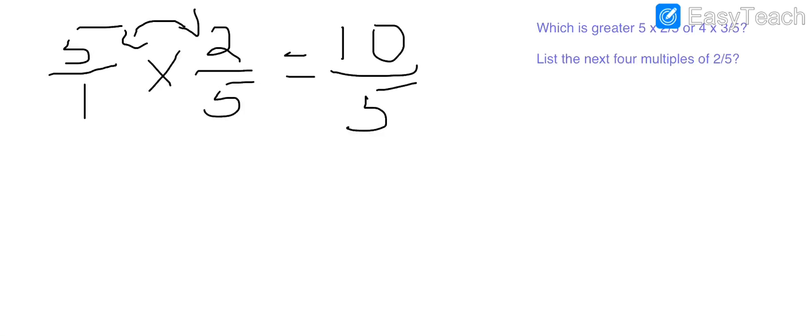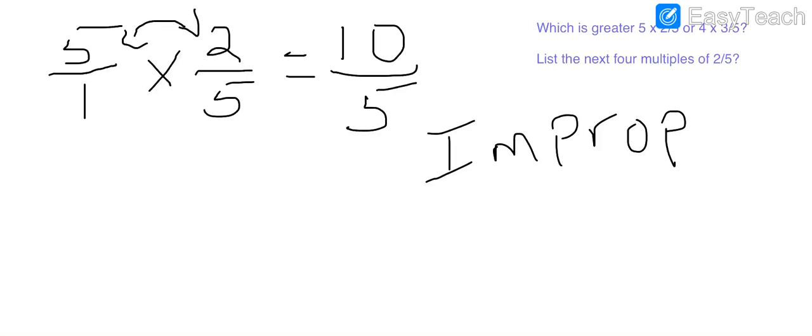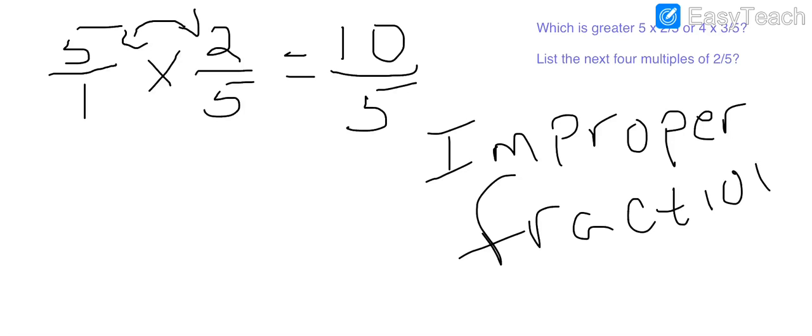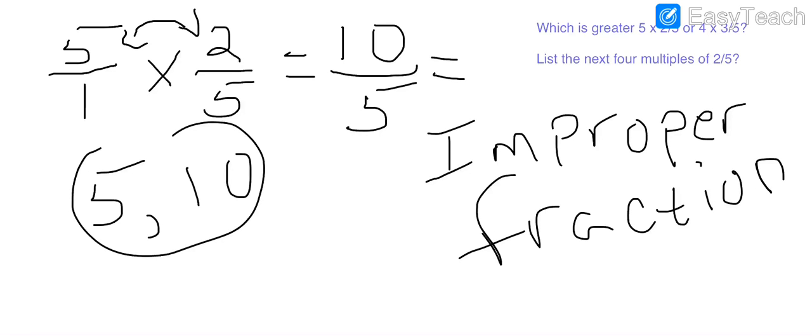10 out of 5 is an improper fraction. Es una fracción impropia. The reason it's an improper fraction is because the numerator is bigger than the denominator. So we can never leave an improper fraction like that. So what we have to do is divide. We divide the bottom number into the top number. How many 5s are in 10? Well, if we do multiples of 5, we do 5, 10. So we have 2. So the answer to this first problem is 2.